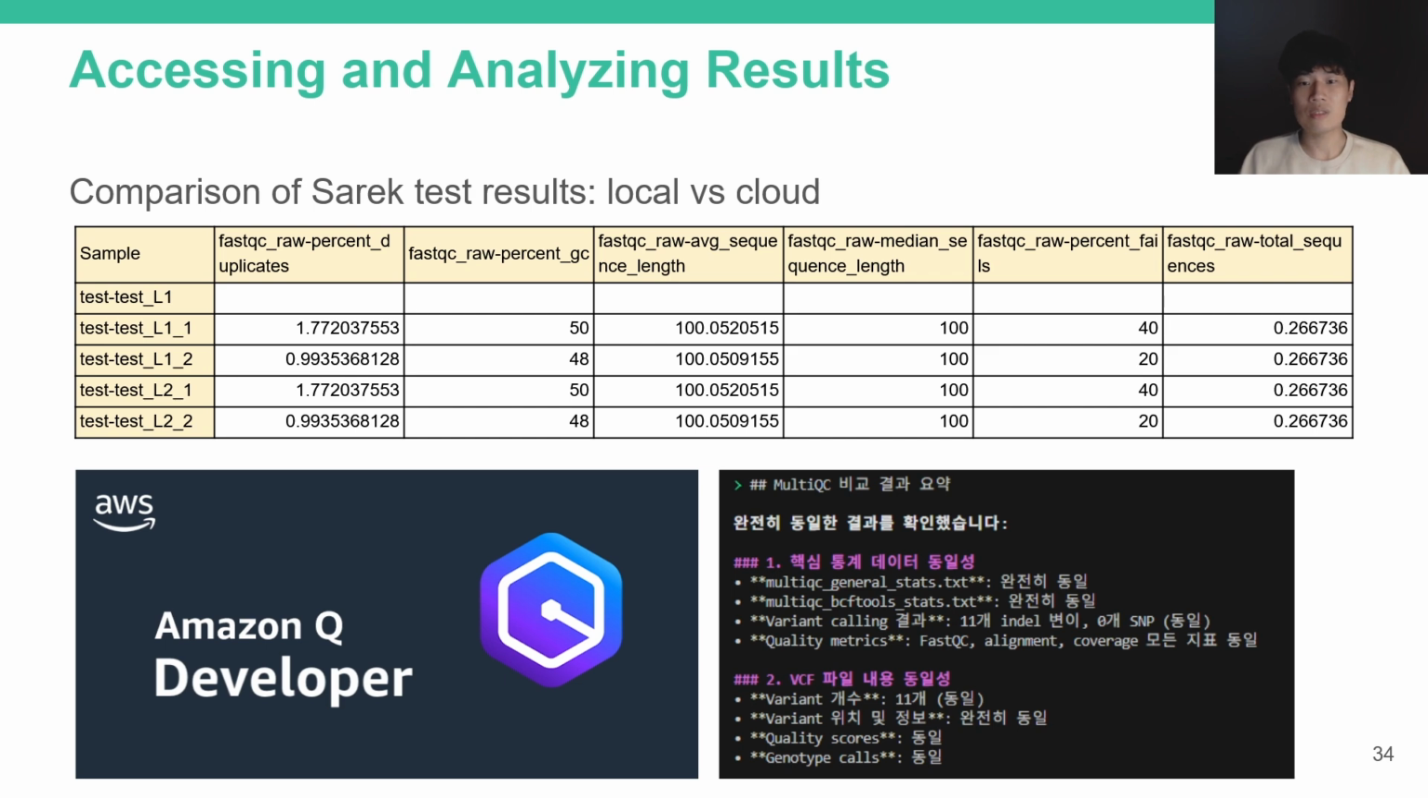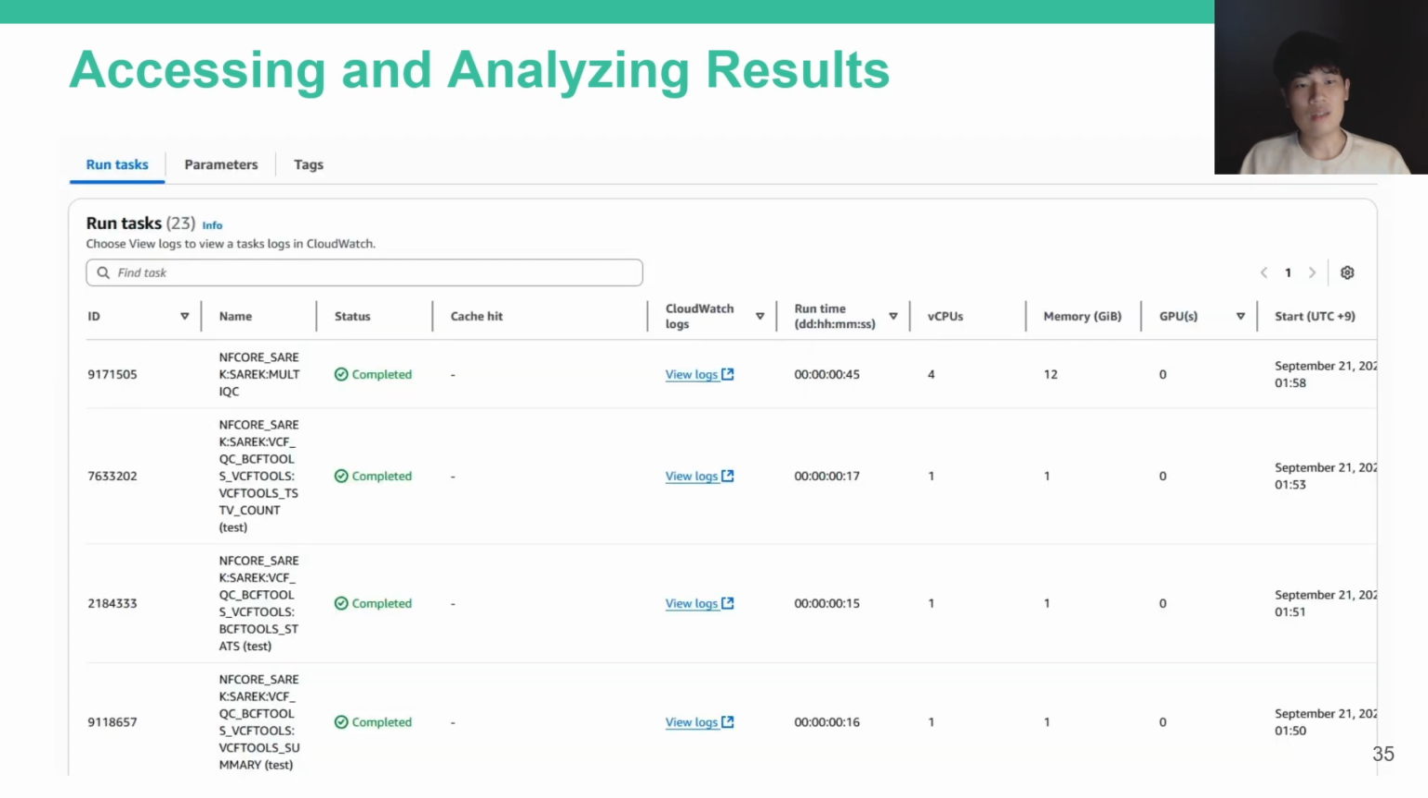So here's the comparison of the result from my local machine and the cloud. The MultiQC file, which is the final output of the process, was generated with the same contents. A little tip for you is that you can use Amazon Q CLI to quickly access files in S3. I simply asked the Q CLI first to compare the results. And now let's talk about the runtime.